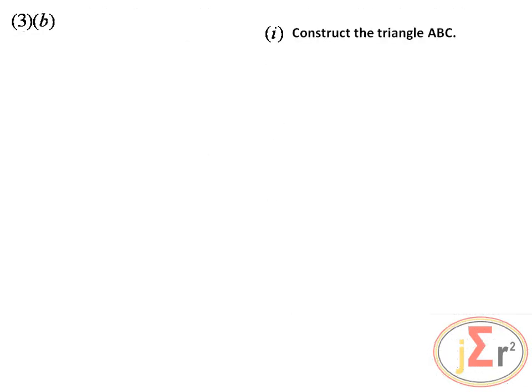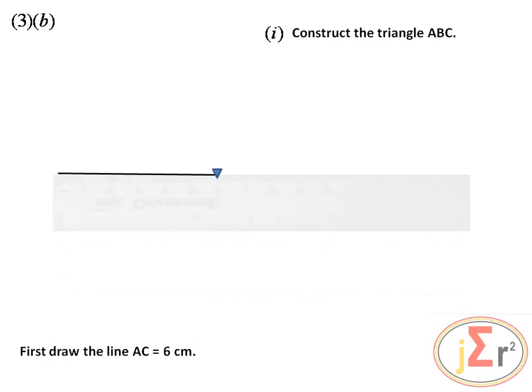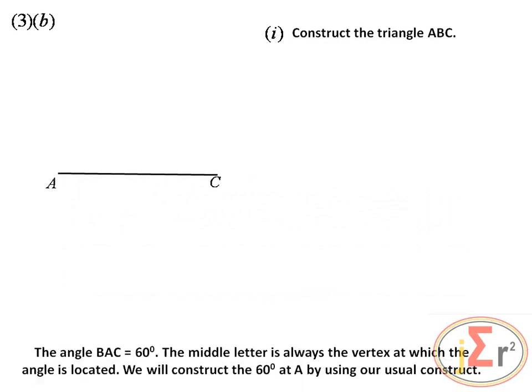Let us begin. Construct the triangle ABC. What do we do first? First, draw the line AC equal to 6 centimeters. AC is 6 centimeters. The angle BAC is 60 degrees. The middle letter is always the vertex at which the angle is located.